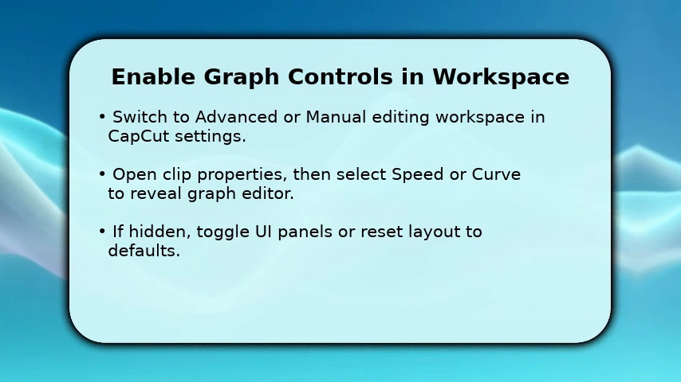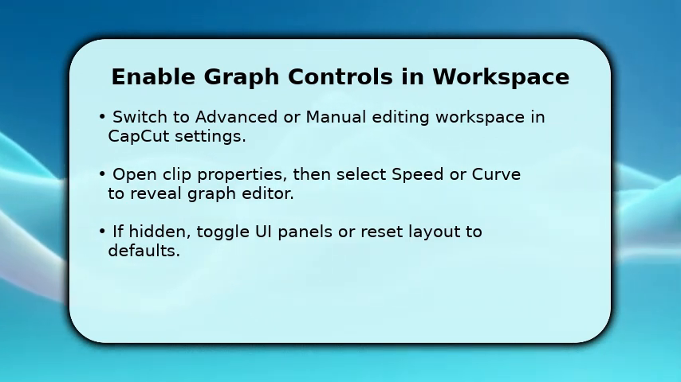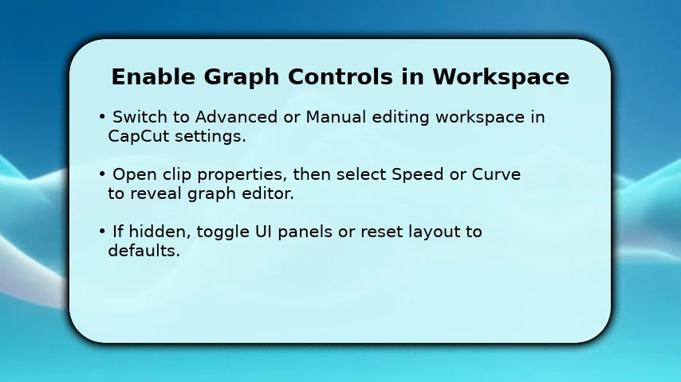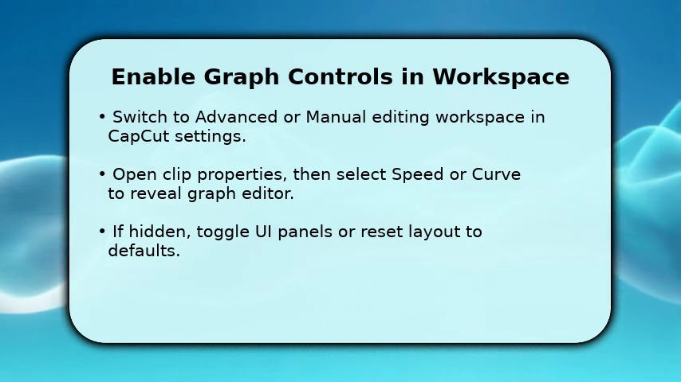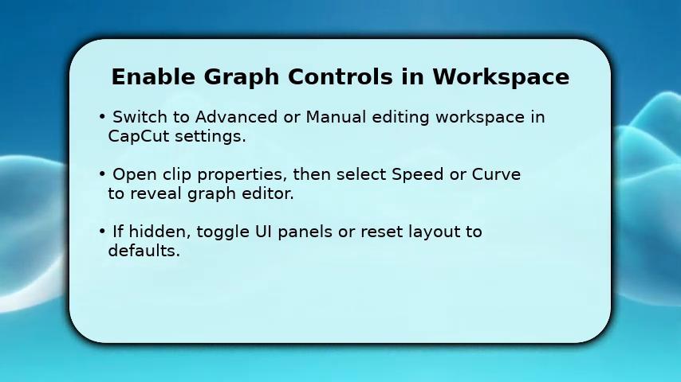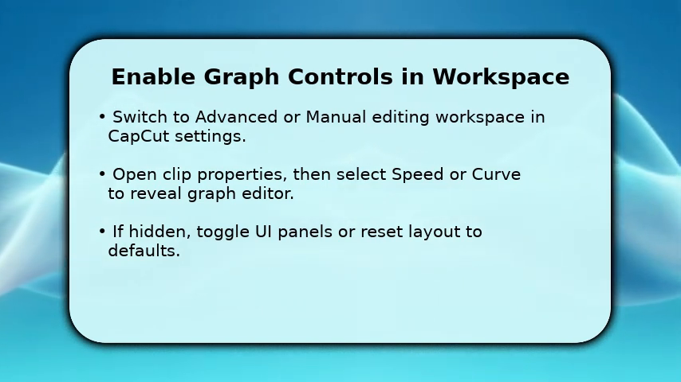You go into clip properties and specifically tap speed or curve settings because those expose the graph editor for speed ramps and value curves. If you still cannot see it, toggle the app's UI panels, show hidden toolbars, or reset the layout to defaults, since a changed layout can keep the graph off-screen, even though it's active in the build.